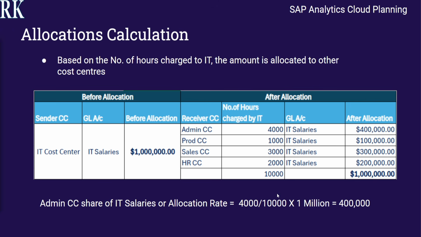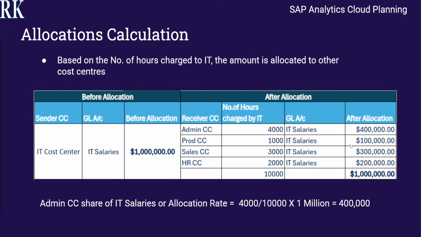So it's a pretty simple calculation. To arrive at the 400,000 for the admin department, it's 4,000 divided by the total number of hours that it has provided the services in a year, 10,000, multiplied by 1 million. So that's what we get. 400,000 is for the admin department.